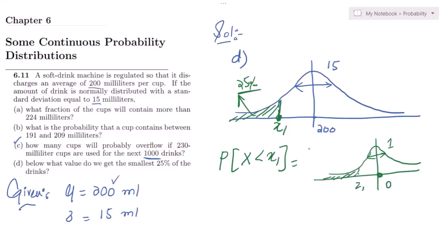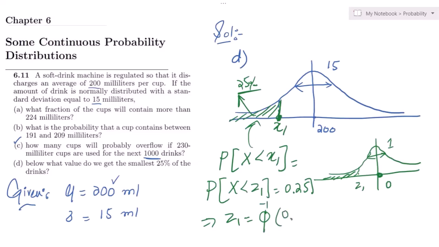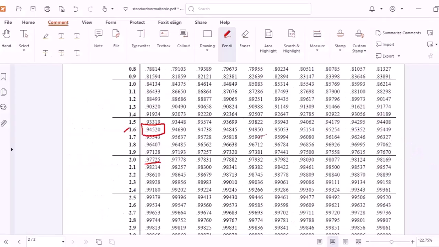Okay, we want to find out this Z value. So for this one we will have z is less than Z1, and again this is 0.25. For finding this Z value we would have to take the inverse of 0.25. So let me find in the distribution table what is the Z value which corresponds with this 0.25. So let me search for 0.25.